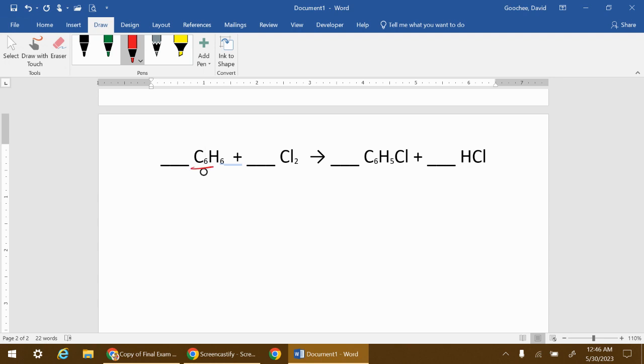On this side, we have 6 carbons, and on this side we have 6 carbons. So far so good. On the reactant side we have 6 hydrogens, and on the product side we have 5 and 1. That's 6 hydrogens. Then we have 2 chlorines on the reactant side, and a chlorine here and a chlorine here. That's 2. Oh my gosh, guys, it's ones across the board.